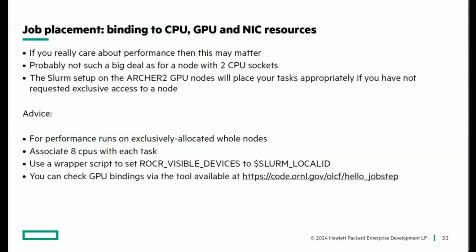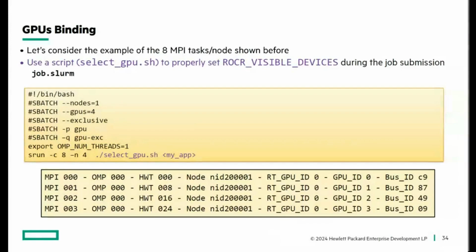If you've got exclusive access to a node, then my high-level advice would be, if you care about performance, right? If you really want to go for the absolute fastest way to launch your application on this particular GPU, associate 8 CPUs with each task. Use a wrapper script to pick one of those GPUs, and in fact, you can choose this GPU based on what the Slurm local ID is set to, and then you can check the binding you get to the GPU using a tool that Oak Ridge came up with, which has got a stupid name called Hello Job Step. I mean, they should have renamed it. So here's an example. Let's say that I want to run.